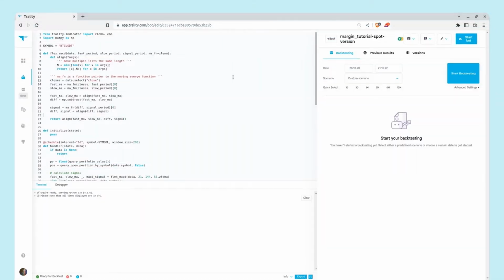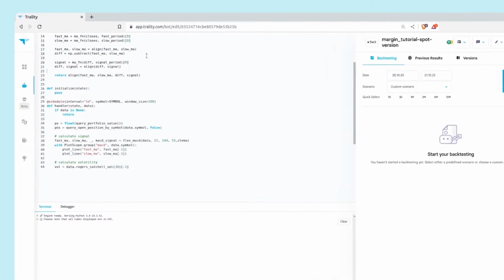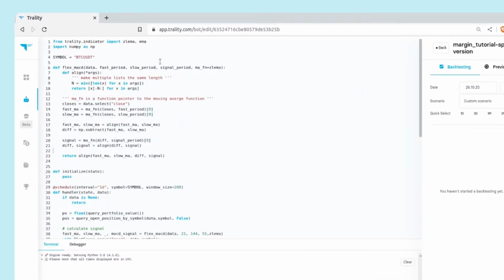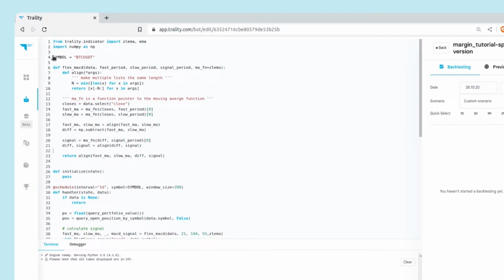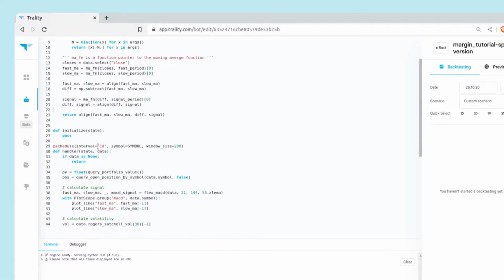So what we want to do initially is I've started with a bot which basically has a few indicators already laid out. We'll take these indicators and allow them to actually trade, and then rather than just having a long only bot, create a long short bot using the margin trading functionality.